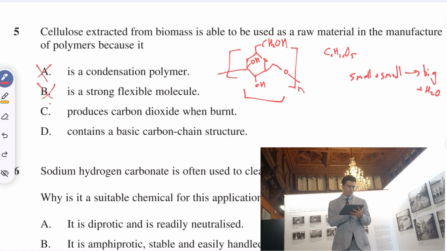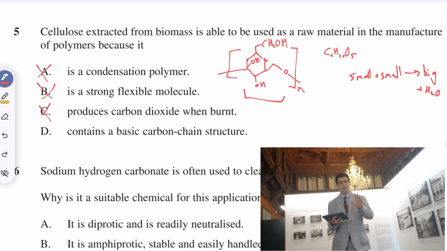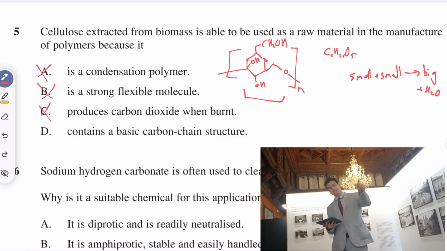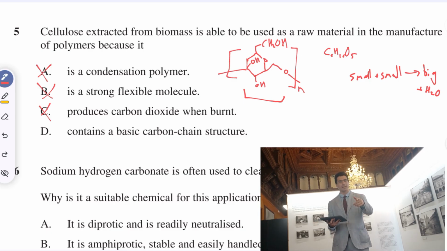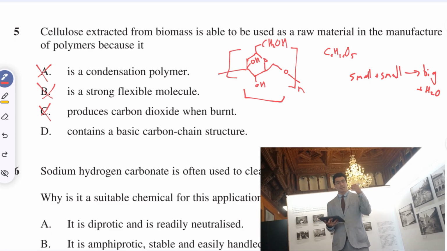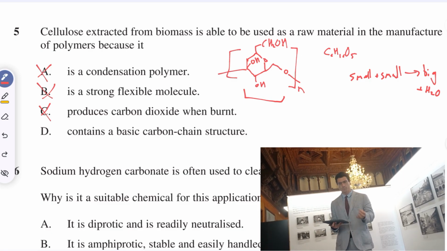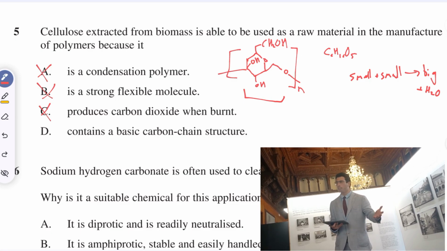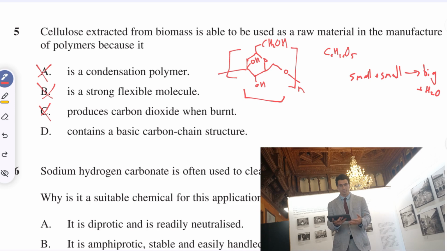C produces carbon dioxide when burnt. Again, I will return to that principal image that we have. We take biomass, extract cellulose, treat the cellulose to become something else. Why do I care whether cellulose produces carbon dioxide or not when I burn it, if I'm going to turn it into something else? That fact is absolutely true. It is true that you do get carbon dioxide when you burn cellulose because it's carbon based. Pretty much almost all organic molecules will generate carbon dioxide, but it's just not the answer to the question.